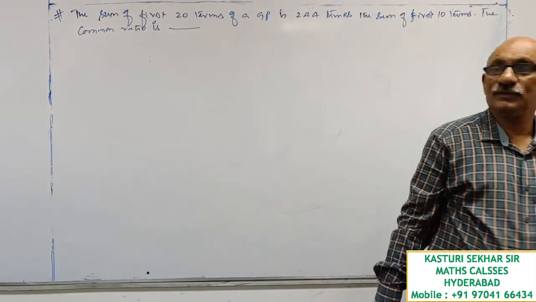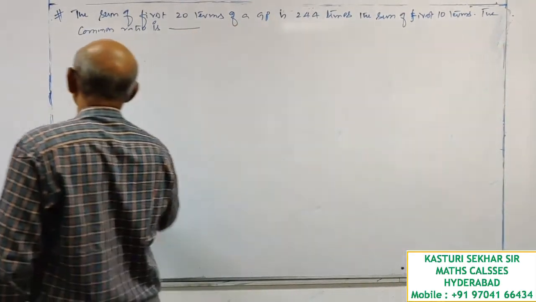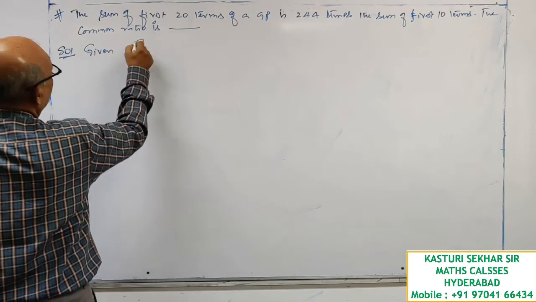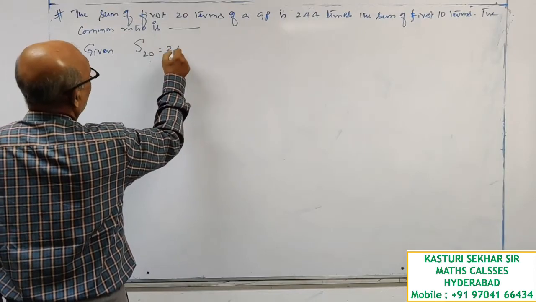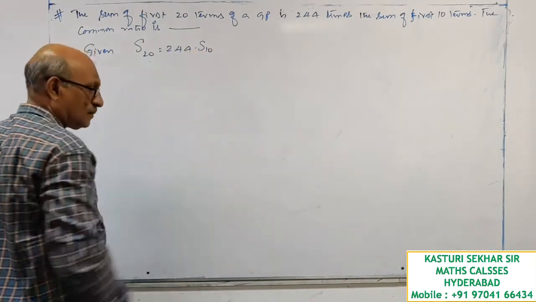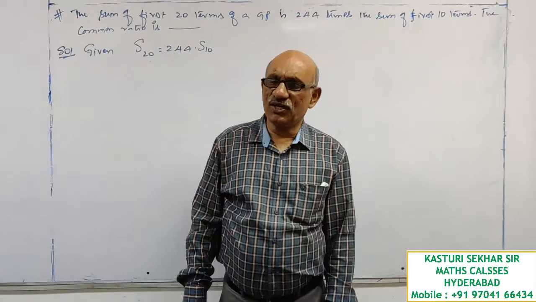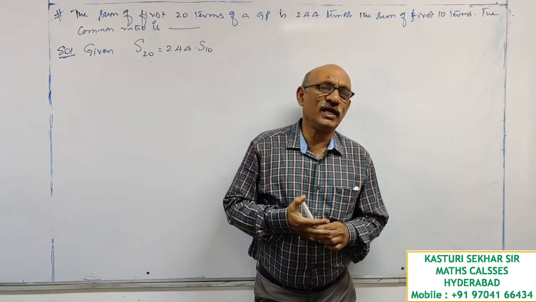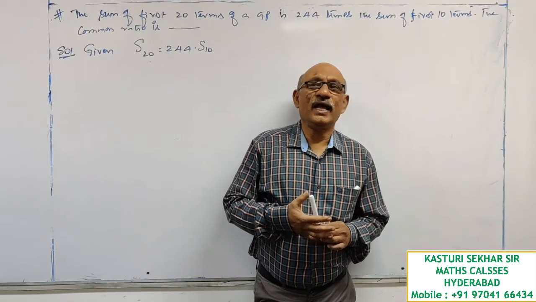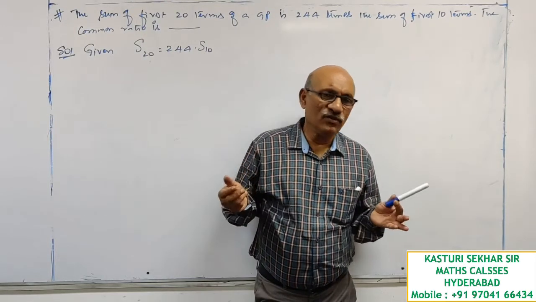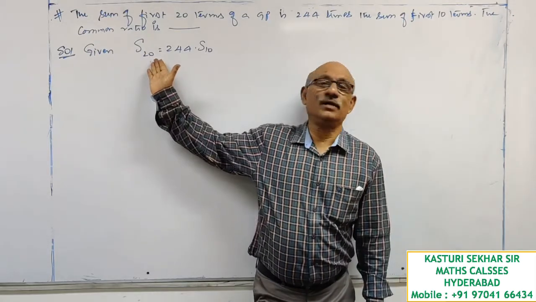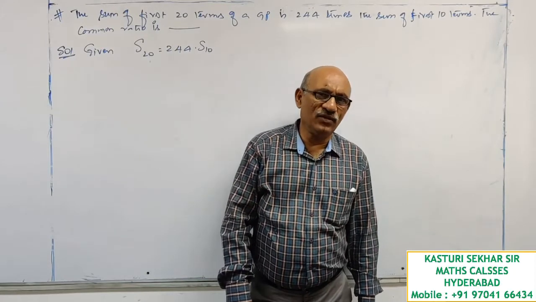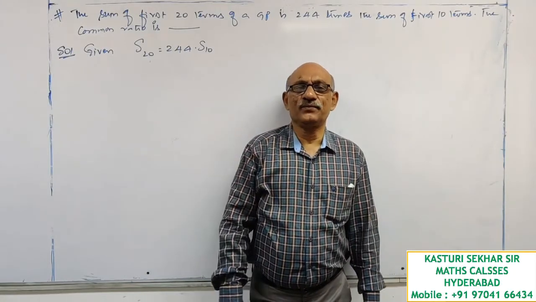Okay. Now look at this. What is given? S20 is equal to 244 into S10. Except this, no other information is provided. Now most of you will get a confusion, which formula should I use here? Again I am repeating this point. What is given in the question? This relation, S20 is equal to 244 into S10. Except this, no other information is provided.